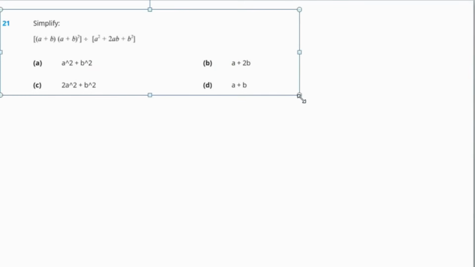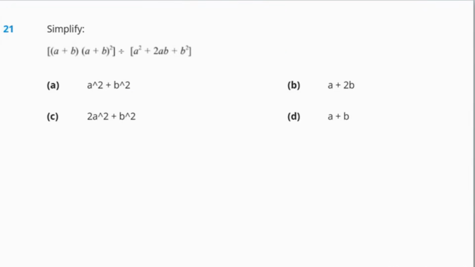Now we do have the 21st question, and the 21st question is this. We need to divide it by this. We need to simplify the entire thing. That is very simple only. So a plus b, and the next what we have is a plus b whole square. Okay, and we need to divide both the expressions with each other.